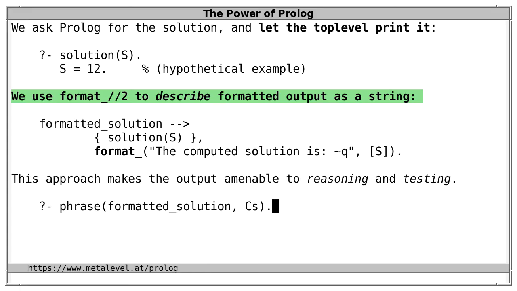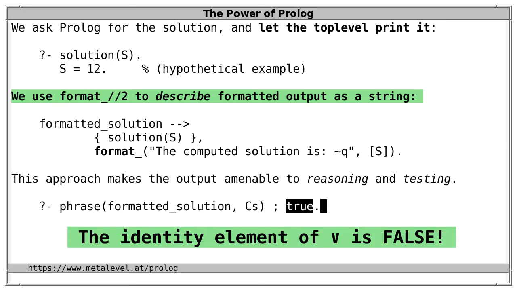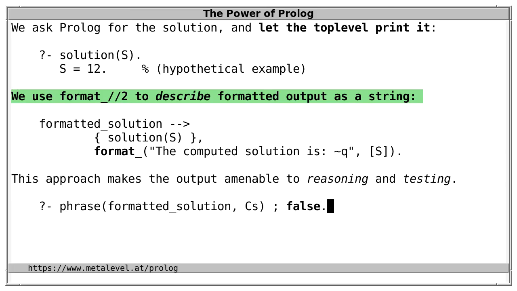Now, how do we introduce a choice point? Certainly by introducing a choice, so for example with a disjunction. And then one may be tempted to use any predicate that first comes to mind, such as true. However, that would distort the truth of the goal, because the identity element of disjunction is not true, but false. So we can use false here.